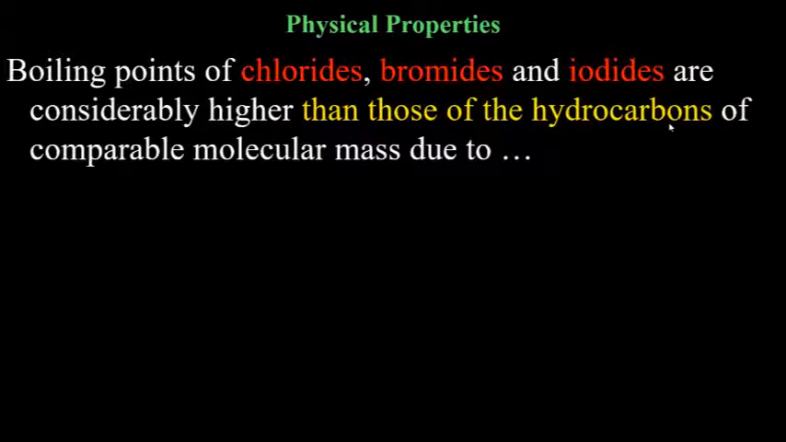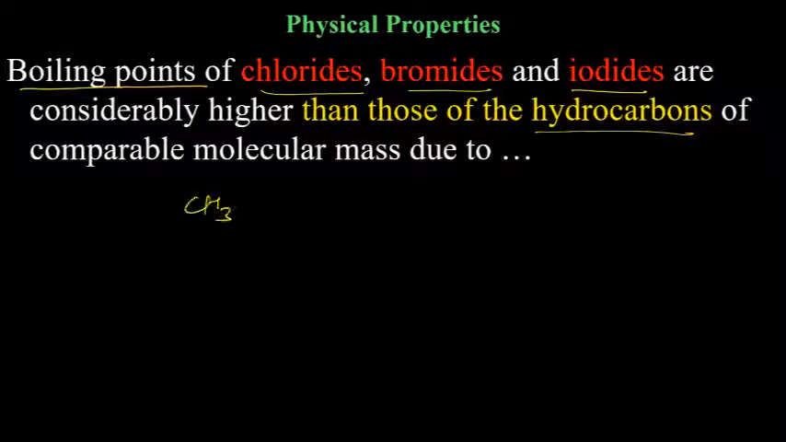Now the physical properties, and then we will move to chemical properties. Physical properties in this chapter are important because questions are asked like arrange these compounds in increasing order of their boiling point or melting point. You need to be aware of this. The boiling points of chlorides, fluorides and iodides are considerably higher than those of hydrocarbons. The hydrocarbon will be only CH3, CH2, CH3, for example, and the halide will be CH3, CH2, CH2, Cl.